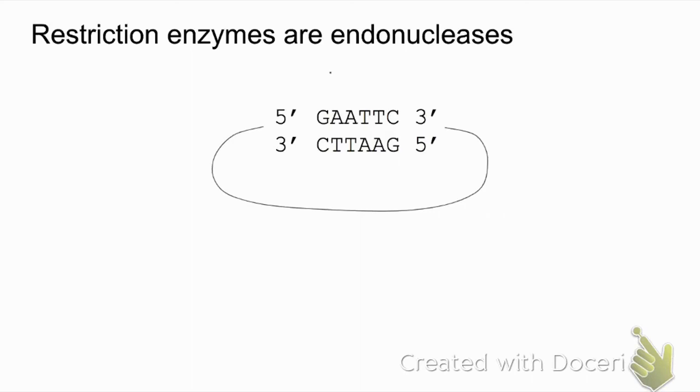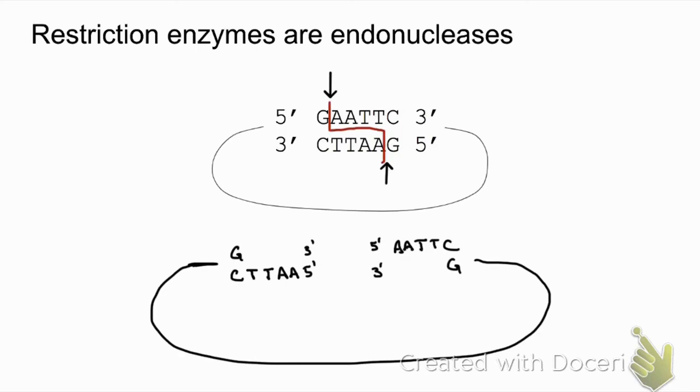What EcoR1 would do is it would make a cut or a nick in the sugar phosphate backbone between this guanine and adenine nucleotide on both of these two strands. Doing so is going to linearize this DNA, and they're both going to contain overhangs that begin with AATT. These overhangs are sometimes called sticky ends. Other restriction enzymes will create what we call blunt ends, where there is no overhang like the ones shown here.